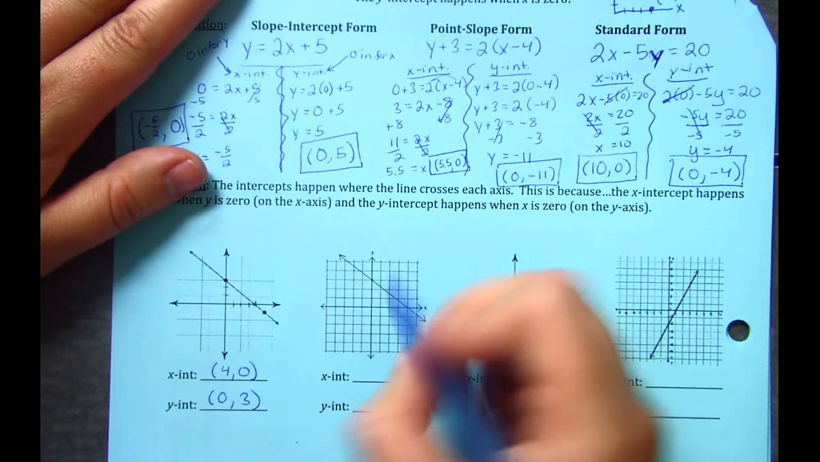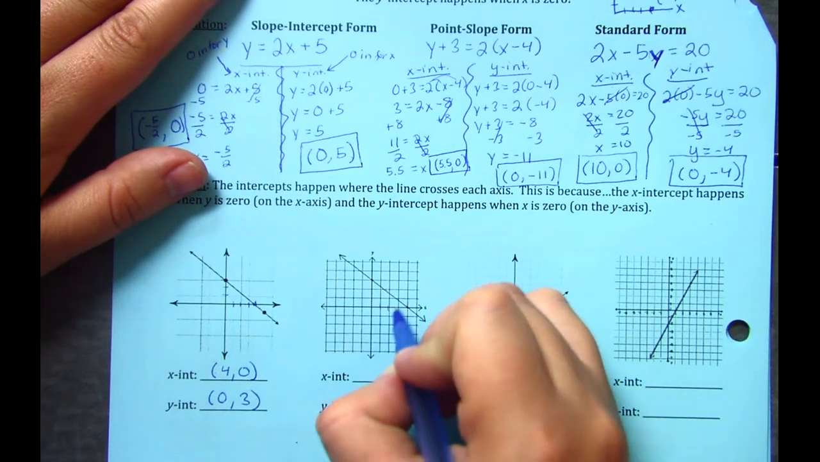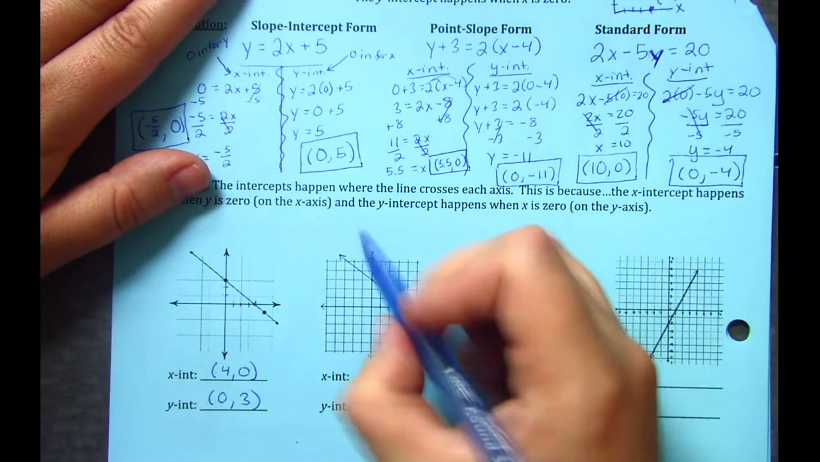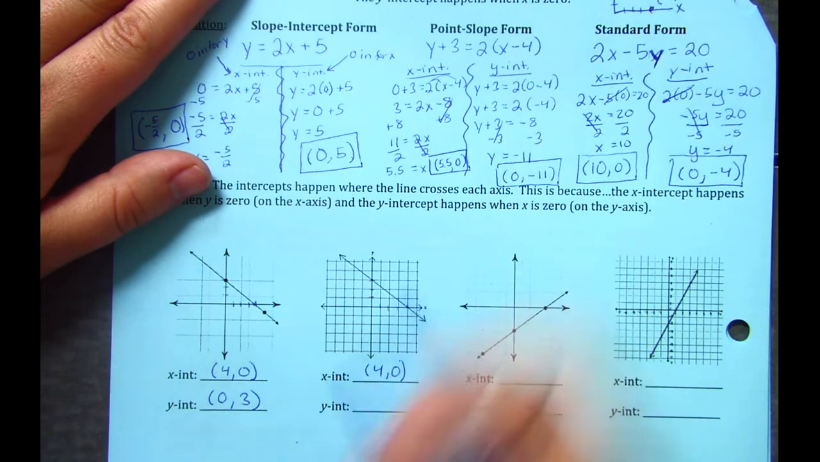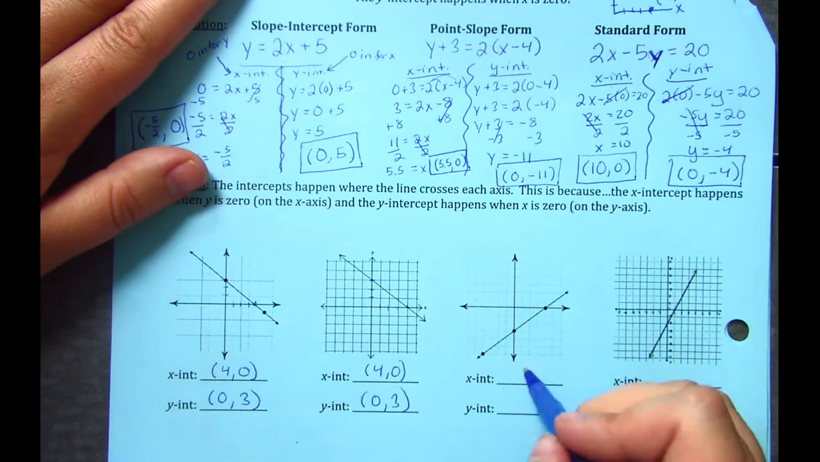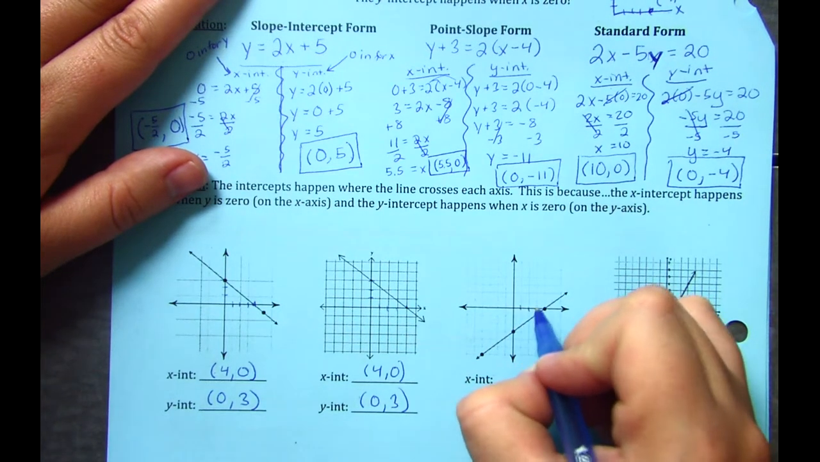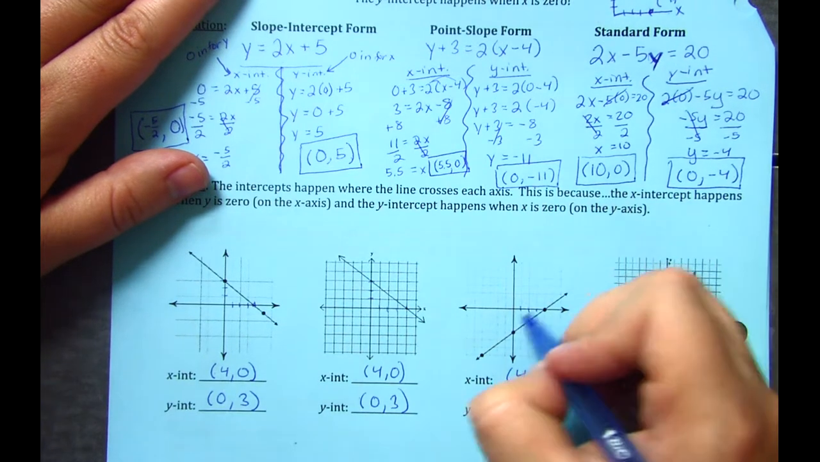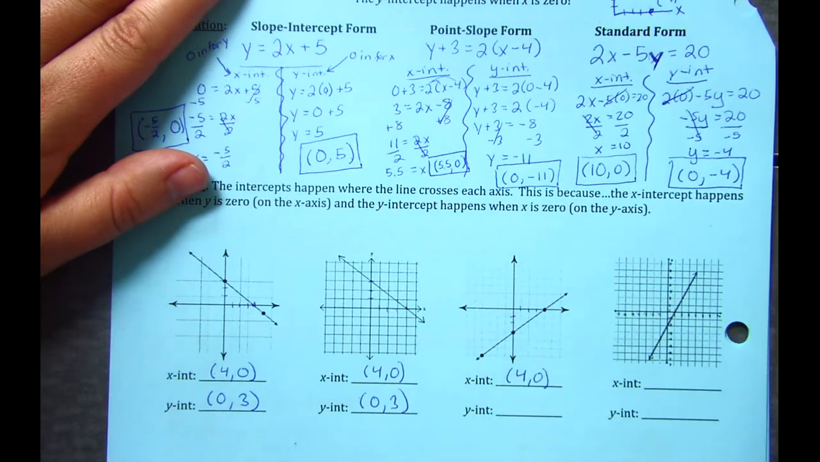For this one, the x-intercept is out here at 1, 2, 3, 4. So this one's the same. The y-intercept is at a positive 3. Here, the x-intercept is at 4 again. These are all at 4. The y-intercept this time is at negative 3.